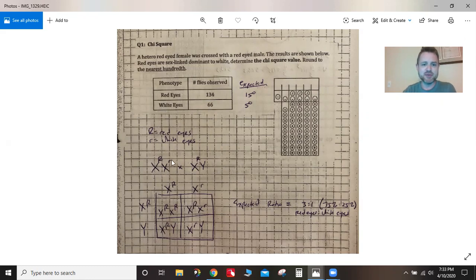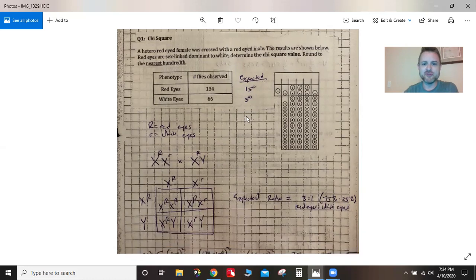For a sex-linked problem, remember when we did those, first you need to write down what's dominant. Dominant is red, recessive is white, so big R, little r. The question said it's a heterozygous red-eyed female, so that's the mom. The male is an X with a Y, a red-eyed male, so that's the dad. You do the Punnett square and you get red-eyed, red-eyed, red-eyed, white-eyed. The question doesn't ask for male versus female, so there's 3 red-eyed to 1 white-eyed. The expected ratio is 3-to-1, or 75% red, 25% white. So it should be 150 to 50, okay?